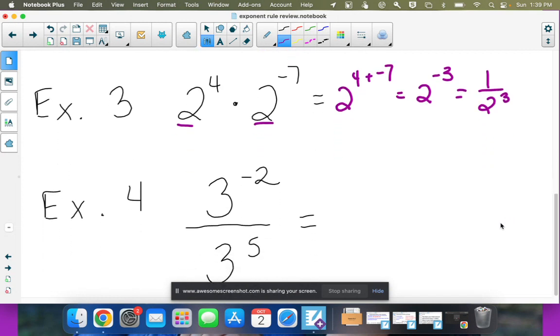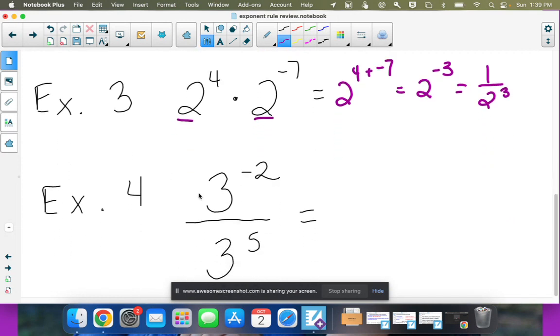All right, so let's again try this with one of our other rules. We have a subtraction rule. I've got like bases that are being divided, so I'm going to subtract my exponents. So -2 minus 5, because we always do numerator minus denominator, always, always. So go ahead and subtract. -2 minus 5 is -7. And again, I'm not allowed to have a negative exponent, so I'm going to reciprocate my base. The reciprocal of 3 is 1/3, and my exponent becomes positive.